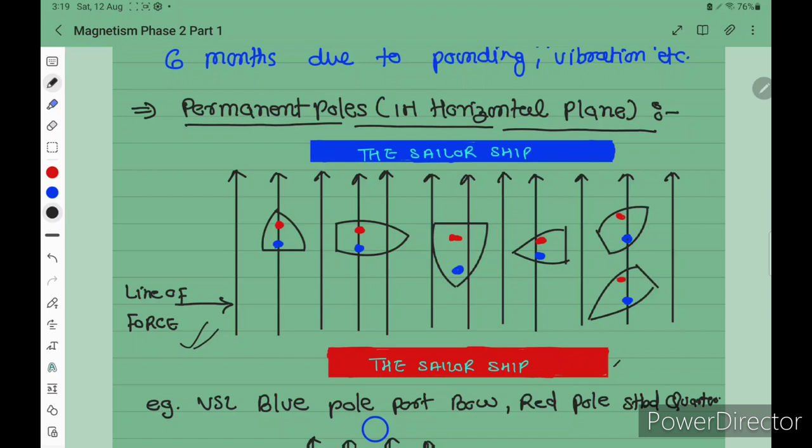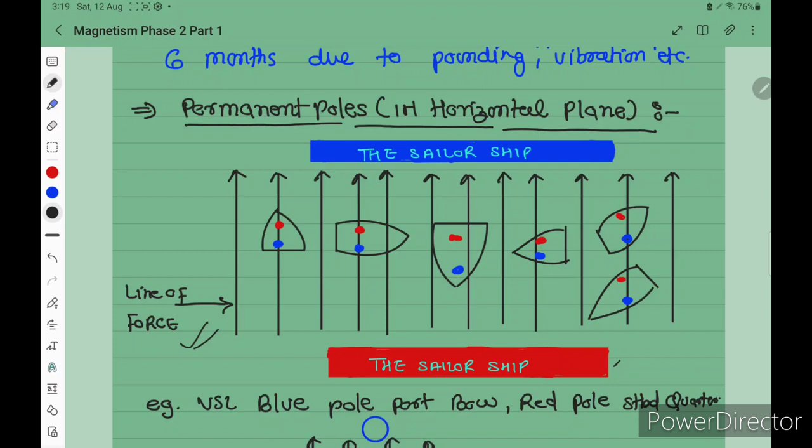So it will be on the fore and aft line. But if it is an easterly heading, it will be on the starboard and port, athwartships. Okay, red and blue. So if you know the location of the blue and red poles, you can identify on which heading the vessel was during construction.